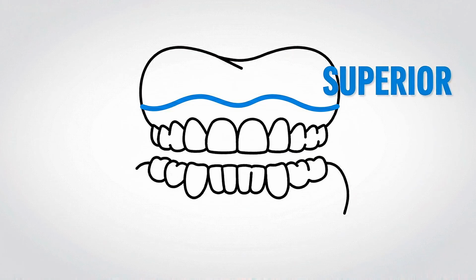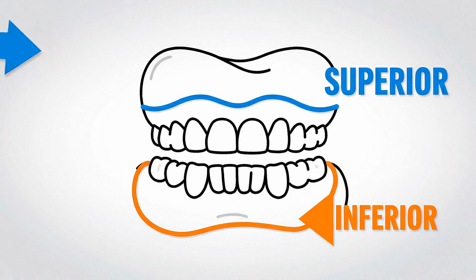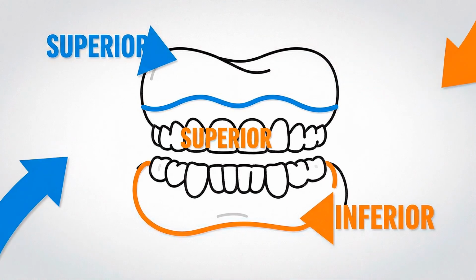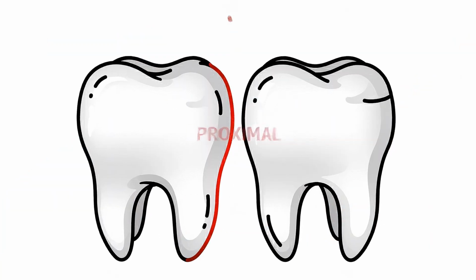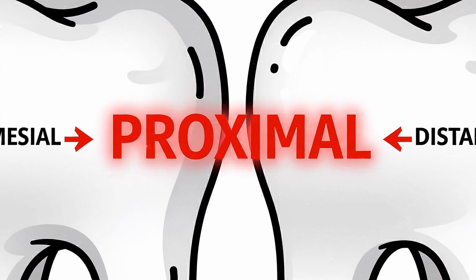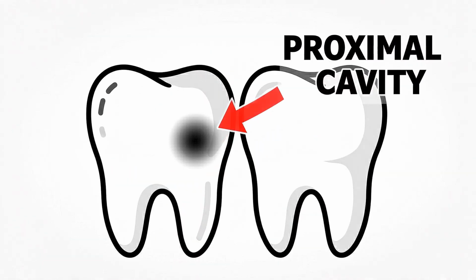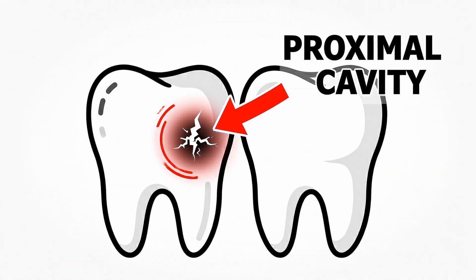Superior versus inferior. Superior means upper, maxillary teeth. Inferior means lower, mandibular teeth. Proximal, this is a smart shortcut. Proximal means either mesial or distal, basically the surfaces where teeth touch their neighbors. When dentists say proximal cavity, they mean decay between teeth.